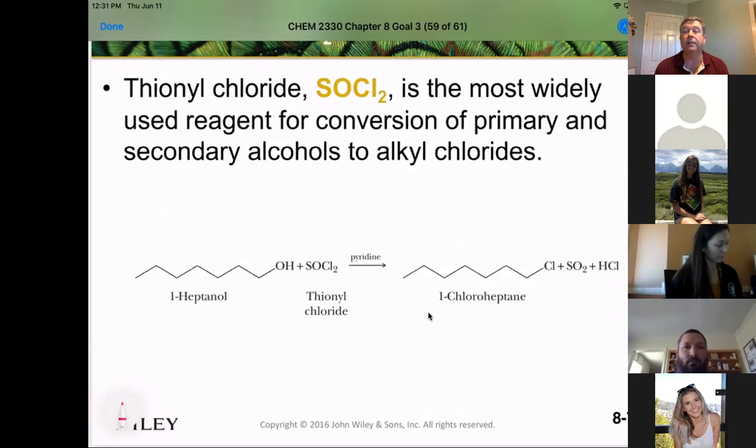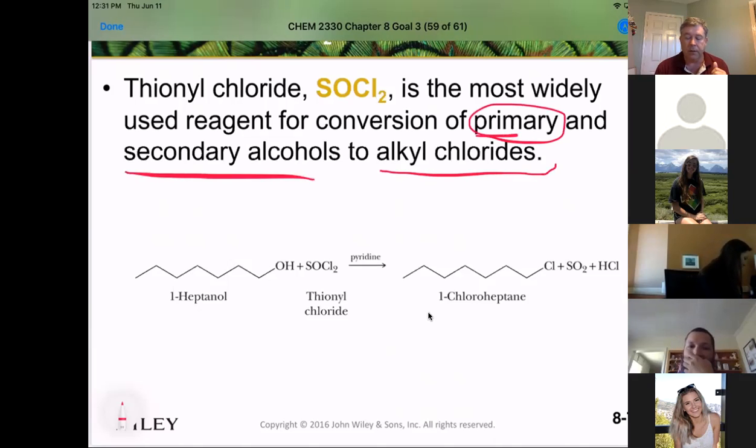We're forming an OSO minus leaving group. Okay, that's why it works. And so that's why we can take our primary and secondary alcohols and turn them into alkyl chlorides, where we couldn't do it with HCl because chlorine is not a strong enough nucleophile to do that, okay?